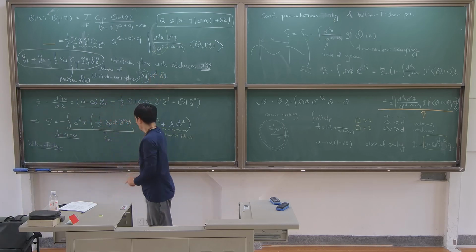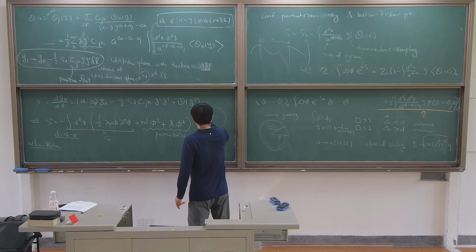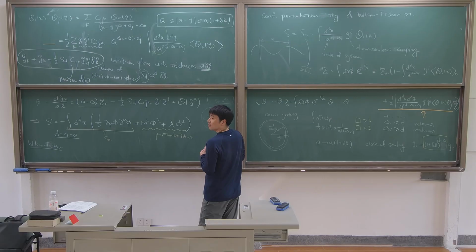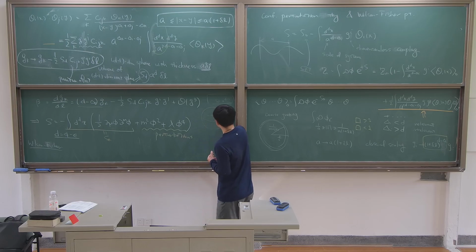A to the D. So essentially, there's a sphere, right? The unit sphere has a volume S_D. And since the radius is A, you have to multiply by A to the D minus 1, right? So this sphere with radius A gives A to the D minus 1, right?